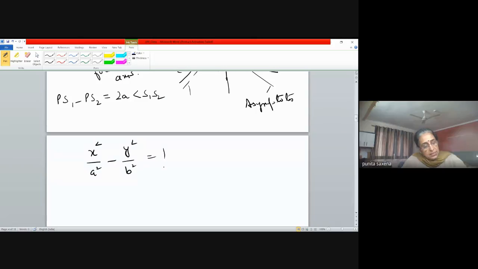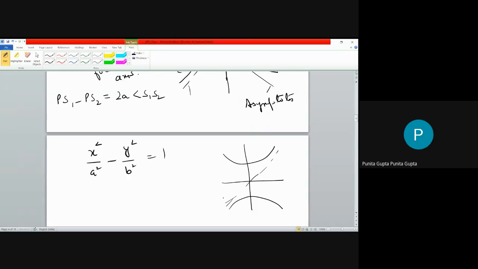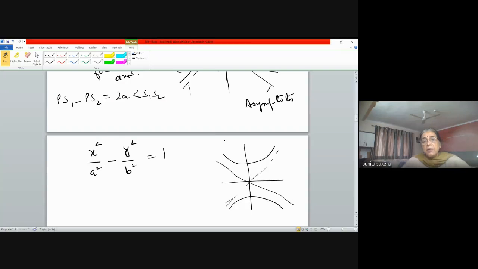Now, see, I can have a hyperbola like this, जो हमने बनाया अभी. I can have a hyperbola like this also. ये भी तो hyperbola है. I can have asymptotes like this. अब इसमें क्या हो गया? इसमें my y-axis is the focal axis and x-axis is the conjugate axis. ठीक है ना?